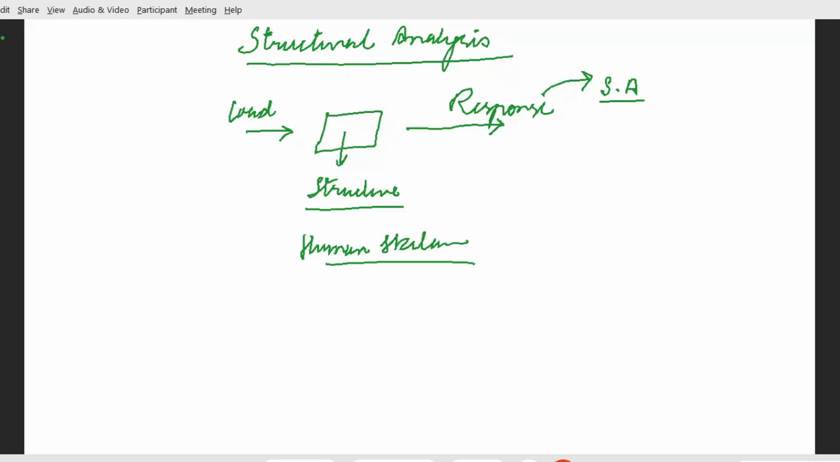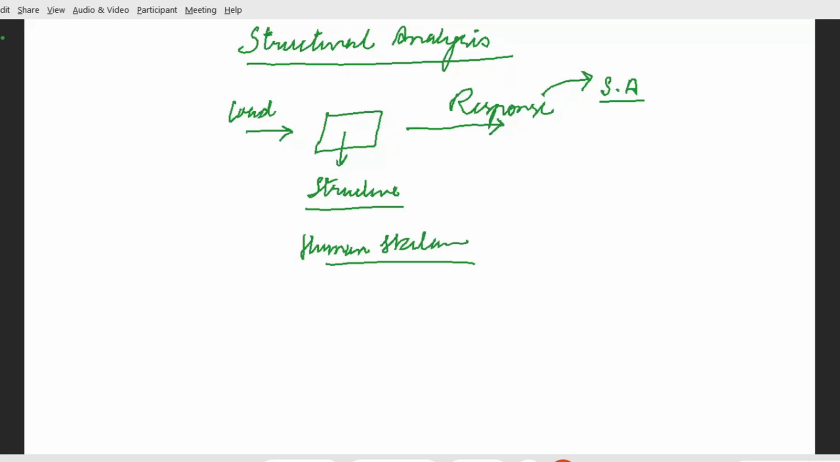Firstly, analyze it. Analyze what? Analyze what movements can get developed on the structure. What will be its shear forces? Primarily, we talk about shear force and bending moment, and in some structures we have to deal with torsion as well. All these things have to be taken into consideration while you are analyzing.